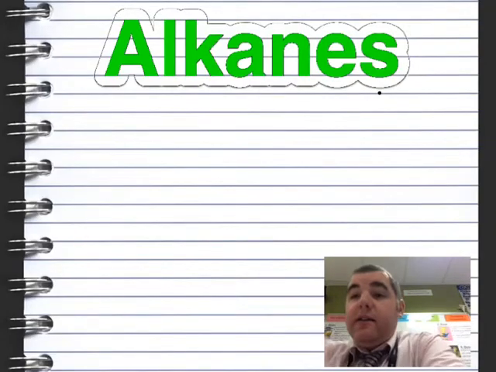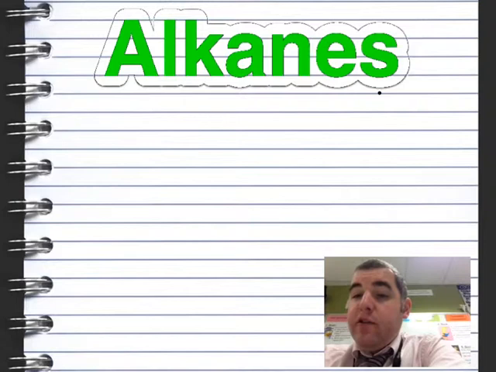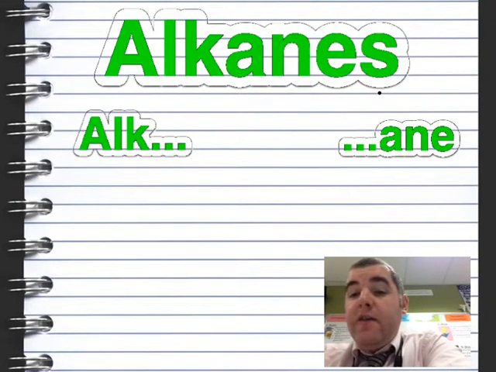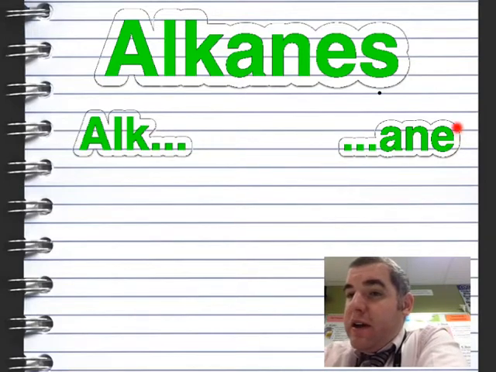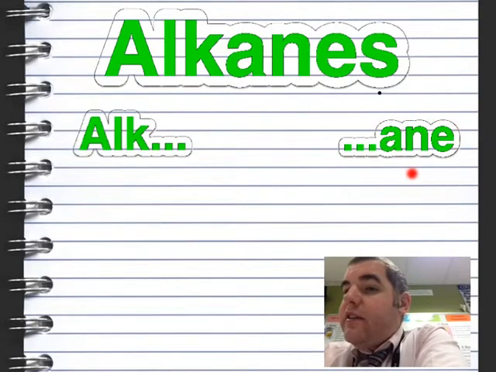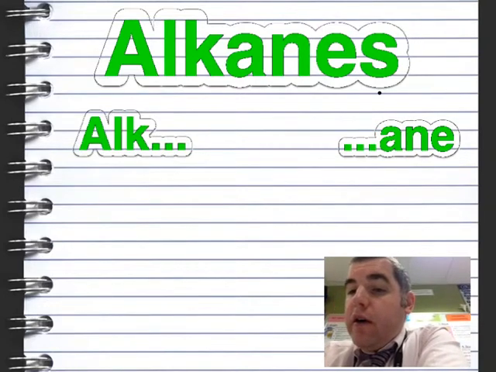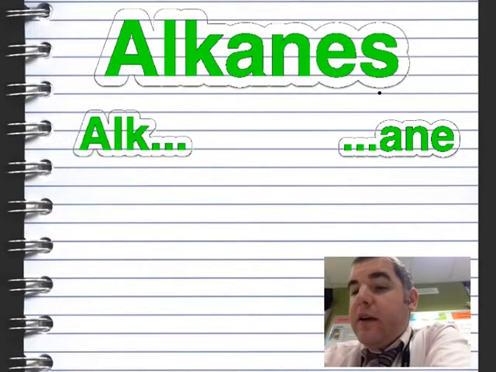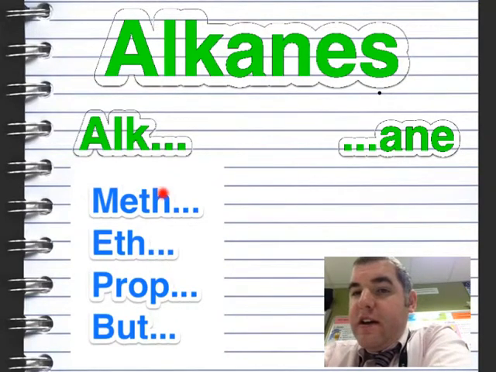Now, the alkanes follow a fairly simple way of naming. They have two parts to the word. They have the prefix, which is always an alk, and we'll talk about those in a moment, but for every alkane, the end of it is ane. Now the first four are a little bit unusual within the family. These are called methane, ethane, propane, and butane.